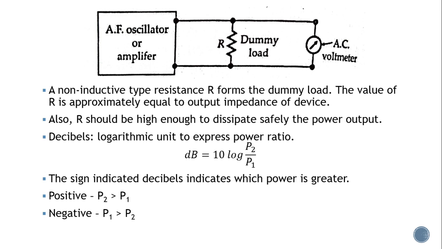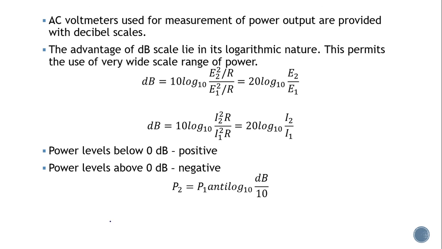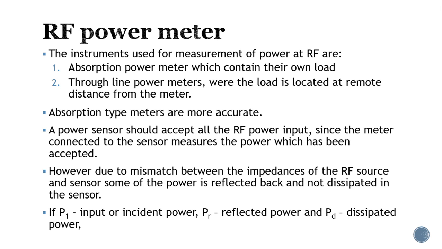Now, you know that the frequency is in the audio frequency range, and there is a chance the power consumption will also be high. So it is better to express the power in terms of decibels, and the power is given by 10 log P2 by P1. Where P2 is the output and P1 is the input, according to the sign of the decibels, you can see which power is greater and which is less. If P2 is greater, then the power in decibels will be positive. If the decibel value is negative, that means P1 is greater. And these are just the decibel equations in terms of voltage and current.